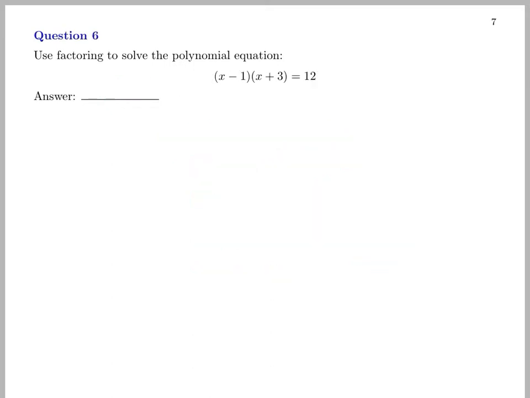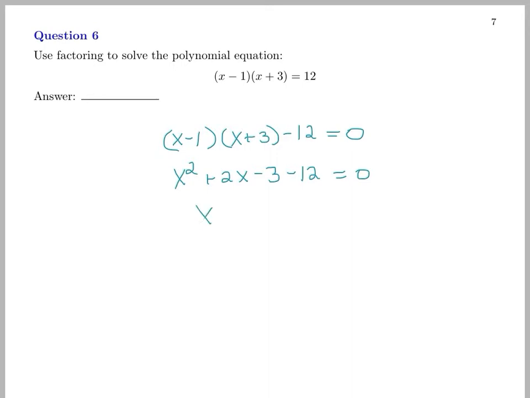All right, so for this one, we subtract 12 in order to set it equal to 0. And this, if we FOIL it, we get x squared minus x plus 3x, so plus 2x, and then minus 3, and then a minus 12. So that means x squared plus 2x minus 15 equals 0.